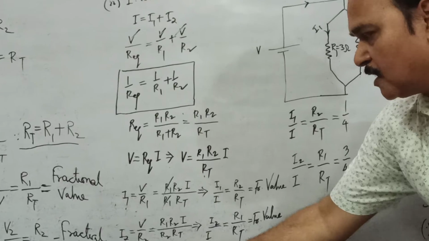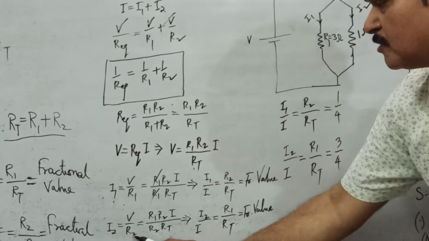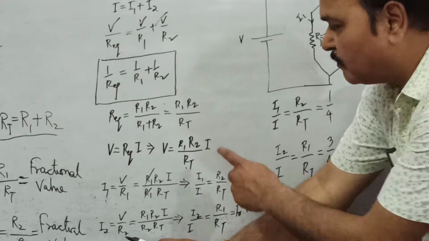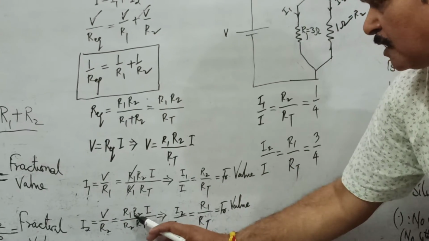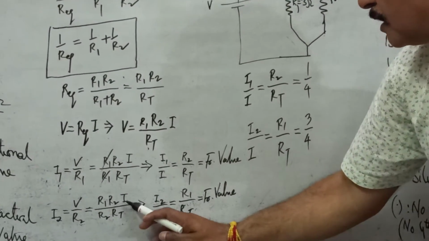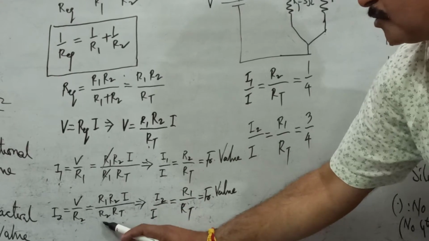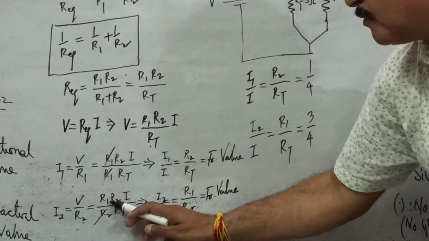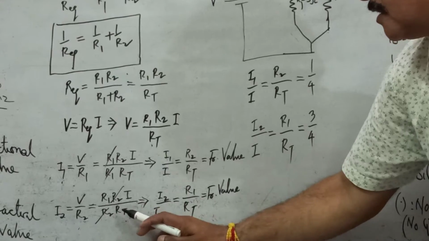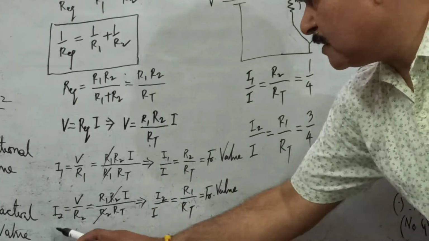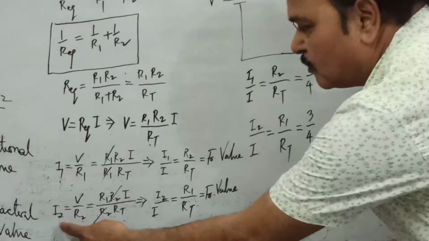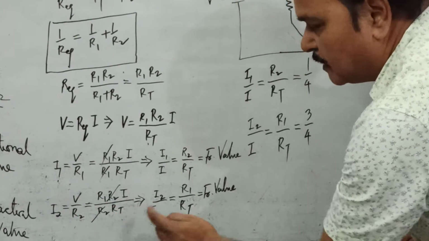Similarly here, I2 is equal to V upon R2. Let us substitute the value of V here. We get what? R1 R2 I upon RT, upon R2. This R2 cancels out. And what are we left with? R1 upon RT into I. And if we change the side of I, we get what? I2 upon I as R1 upon RT.